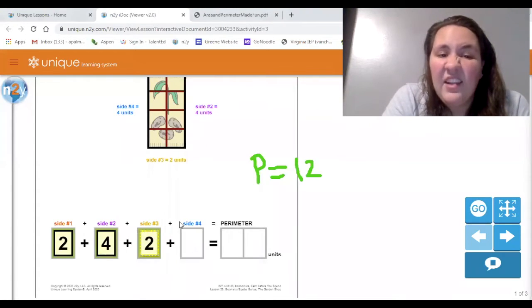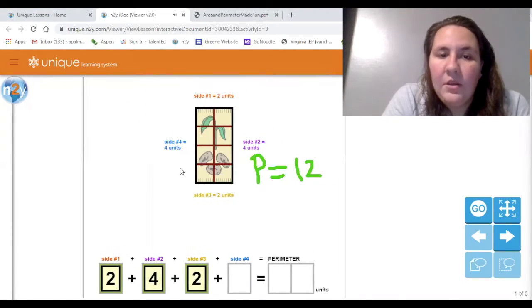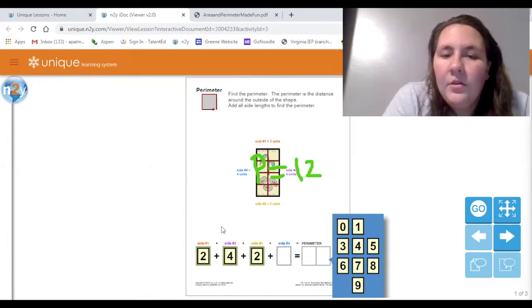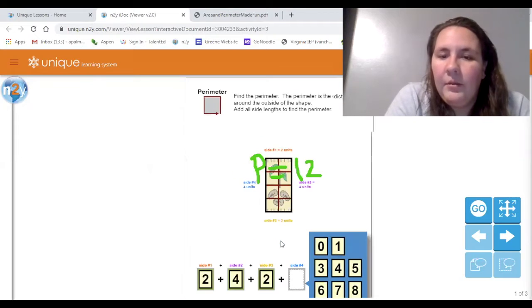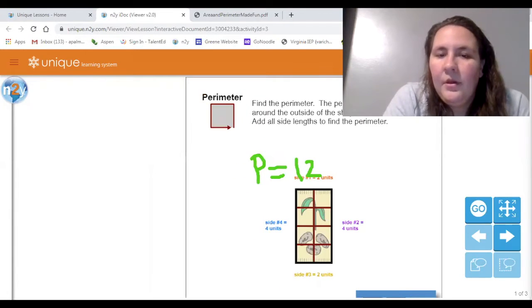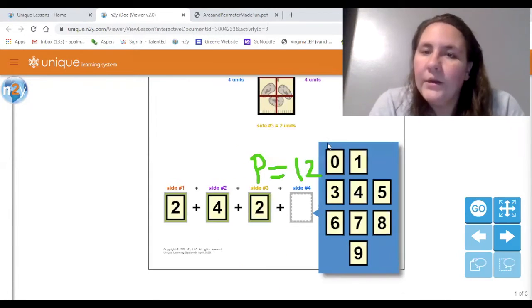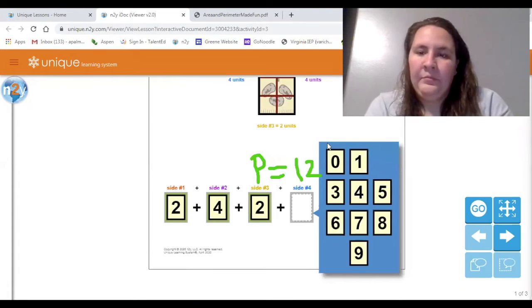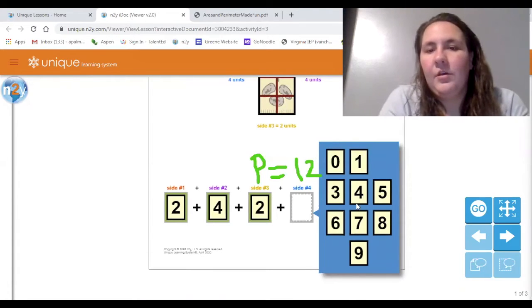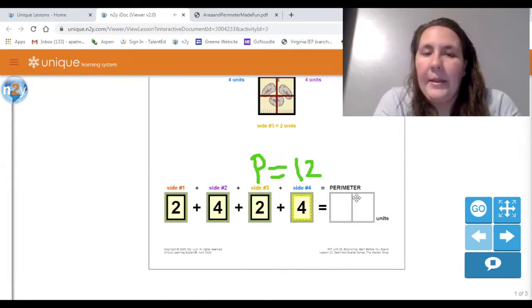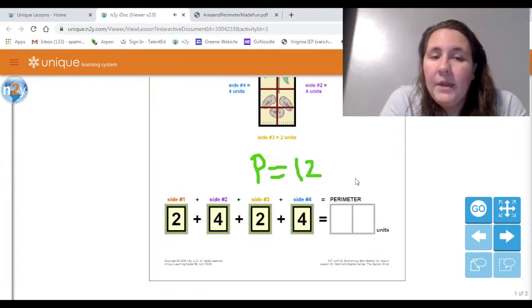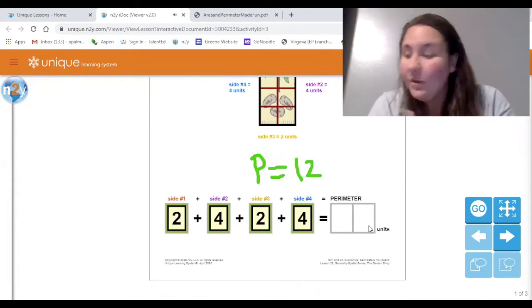And then the last side is blue, and it says it has 4 units. So if I counted 1, 2, 3, and 4, okay? So with your finger, let me move this up. Can you touch the number 4? Beautiful job. 4.